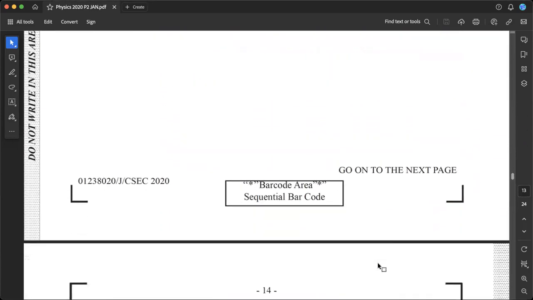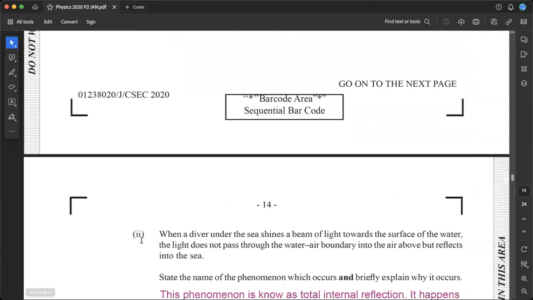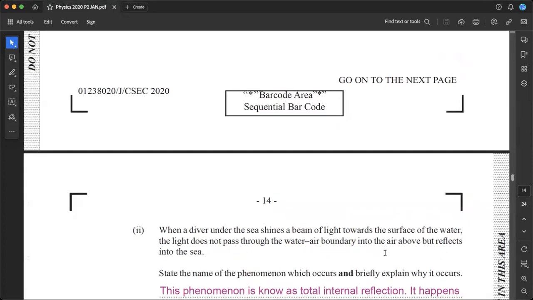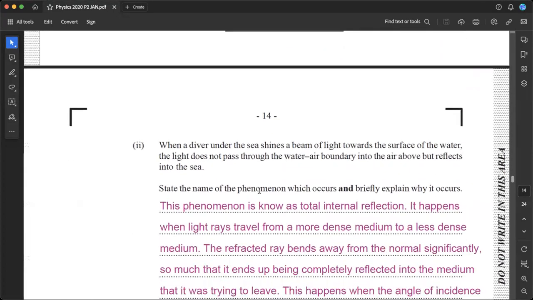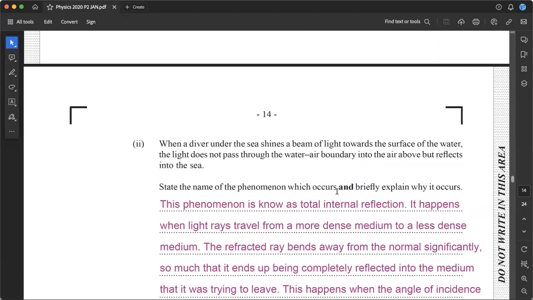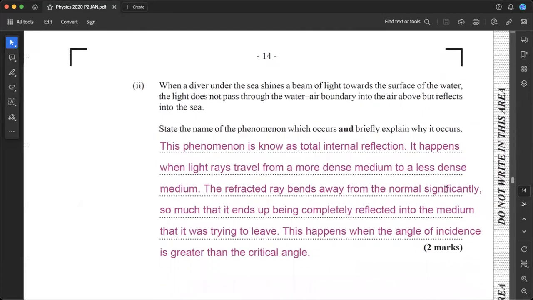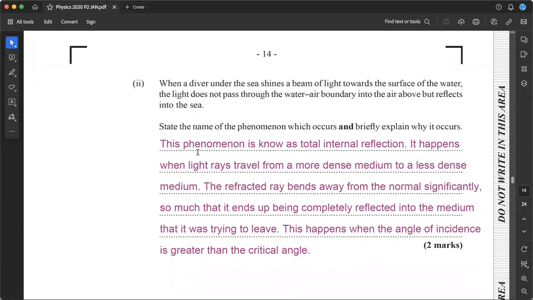So moving along to part 2 of that question, the question reads, when a diver under the sea shines a beam of light towards the surface of water, the light does not pass through the water-air boundary into the air above, but it reflects into the sea. They said that we should state the phenomenon which occurs and briefly explain why it occurs. And so I've written about that phenomenon here.